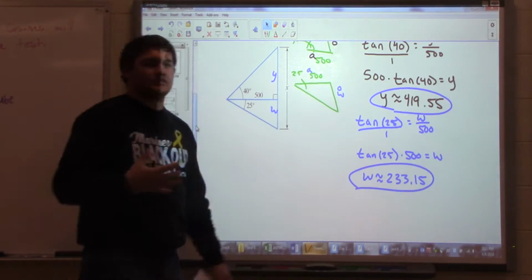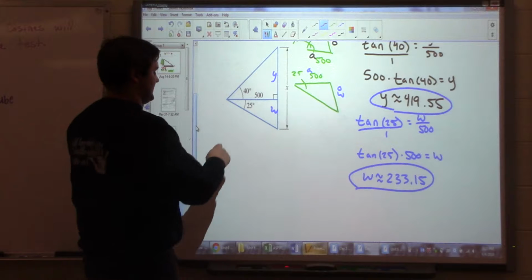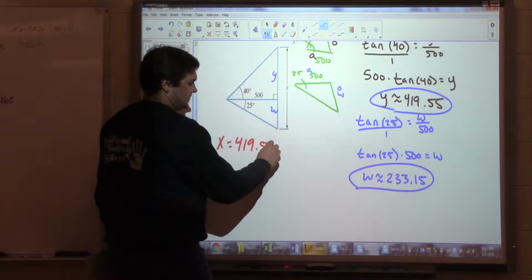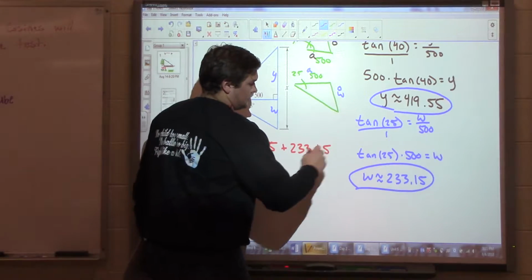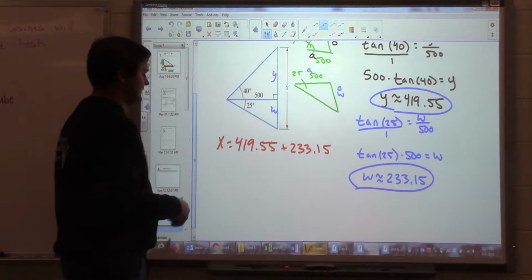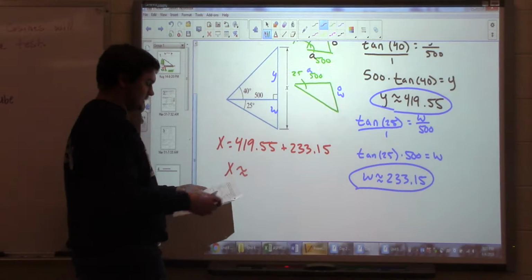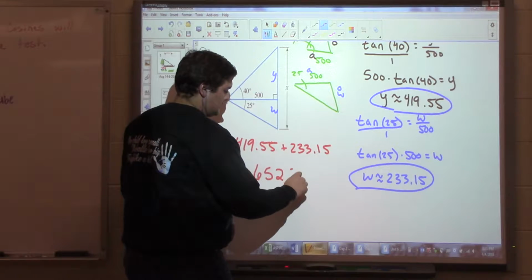So I have my 2 pieces. I want to find x, so I don't want y and z, I want y and w. I got to find x. So x equals 419.55 plus 233.15. So then x is approximately, added together, 652.7.